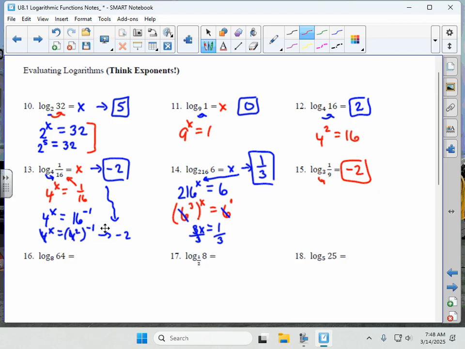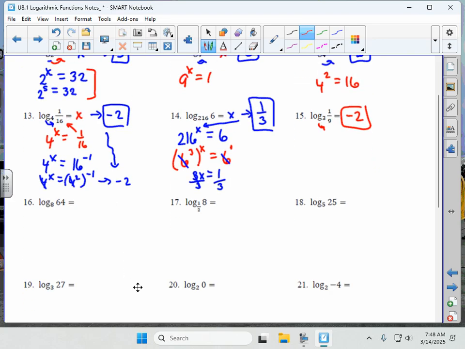All right, 16, log base 8 of 64. This one should be pretty easy. 8 to what power is 64? 8 to the 2nd power is 64. All right, 17, log base 1/2 of 8. We're trying to find 1/2 to what power is 8. Again, we have a fraction here, so look at the 2 and ask yourself, 2 to what power is 8? 2 to the 3rd is 8, but because of the fraction, it's going to have to be -3.